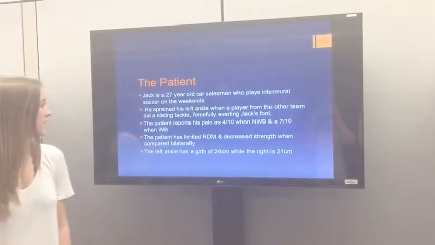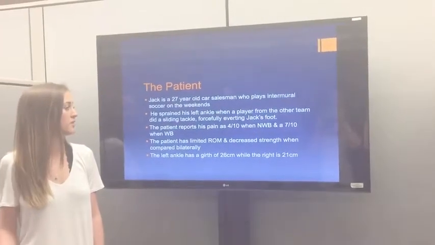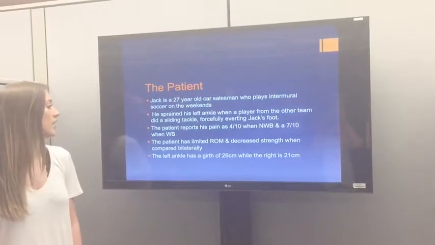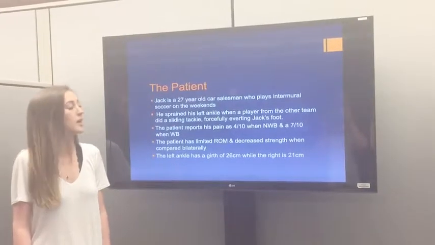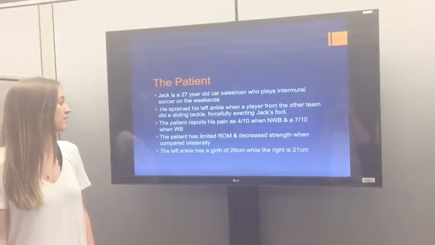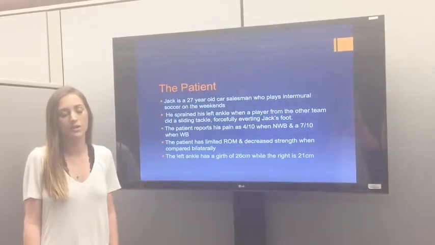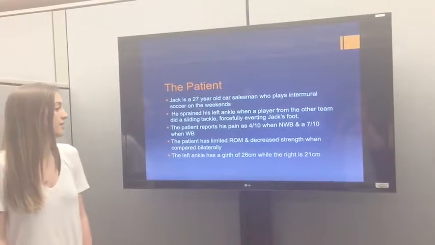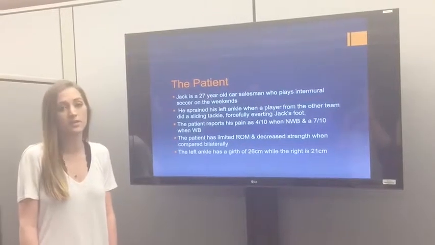He was playing a game when he sprained his left ankle when another player from the other team did a sliding tackle and forcefully everted his foot. He reports his pain as a 4 out of 10 when resting, but when he's on his feet, it's a 7 out of 10. The patient has limited range of motion and decreased strength when compared bilaterally, and his left ankle also has a girth of 26 centimeters when compared to his right, which has a girth of 21 centimeters.